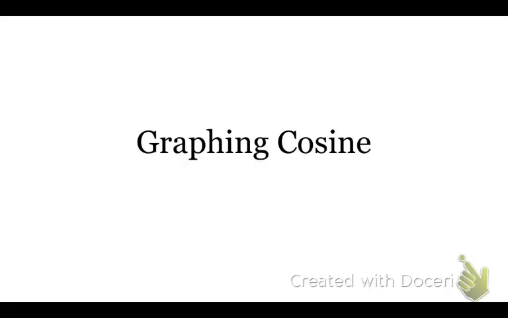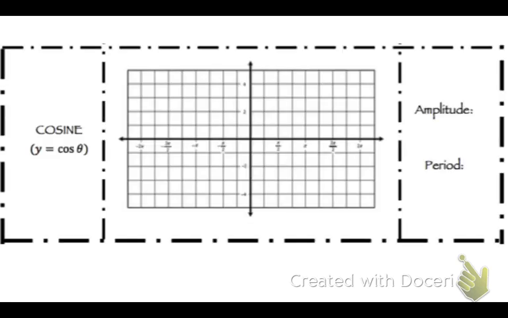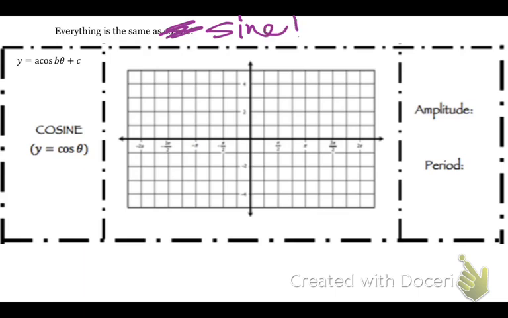Okay, graphing cosine. Now, cosine is a lot like sine, just with slight differences. So cosine: y equals A cosine of B theta plus C. Everything is the same as, shoot, that's supposed to say sine. Everything is the same as sine.